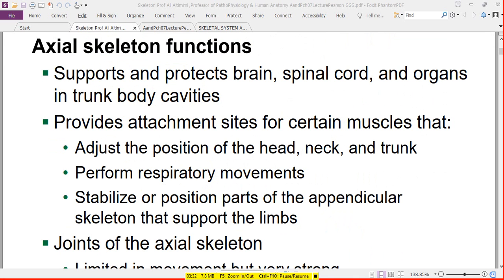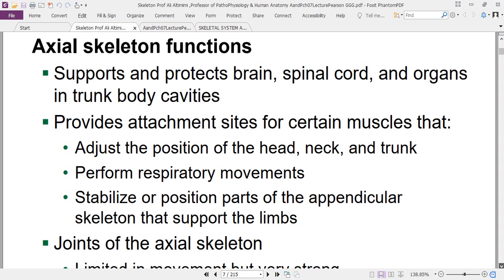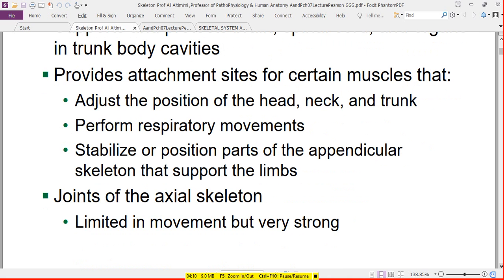With regard to axial skeleton function: 1. Support and protect the brain, spinal cord and organs in the trunk body cavity. 2. Provide attachment sites for certain muscles that adjust the position of the head, neck and trunk, and perform respiratory movement, and stabilize the position of parts of the appendicular skeleton that support the limbs. Joints of the skeleton limit movement but are very strong.